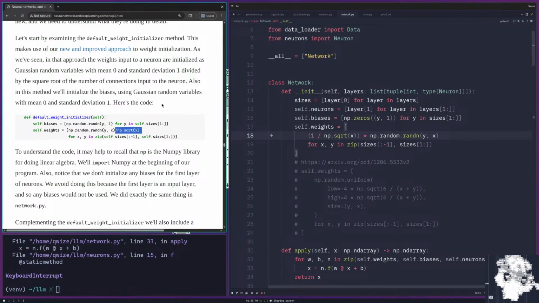So maybe he will explain why x is n in. Divided by the square root of the number of the connections input to the neuron. Oh, so I just had my interpretation of x and y backwards. And he didn't explain what n in was earlier, and I assumed it meant the first layer, but I guess it just means the layer into this neuron. Okay.